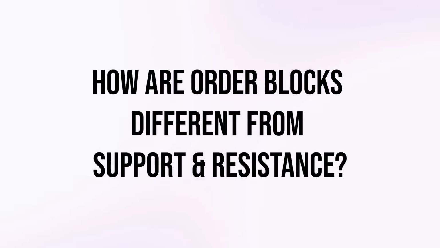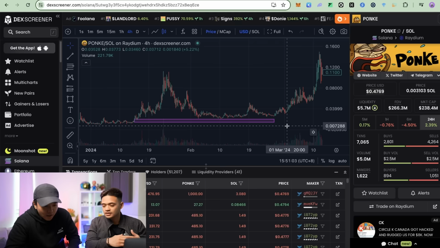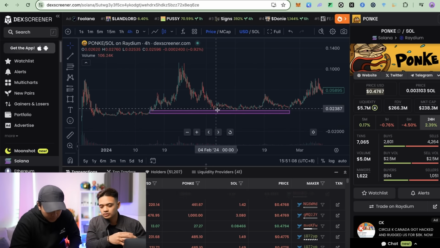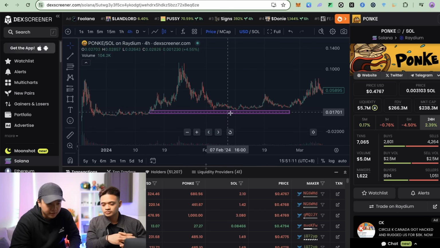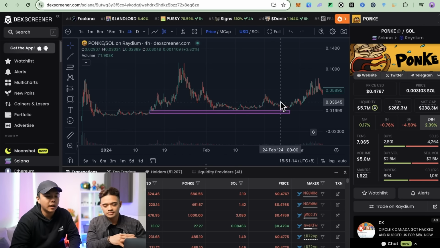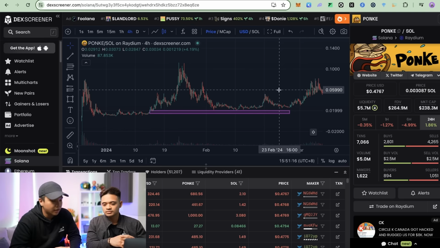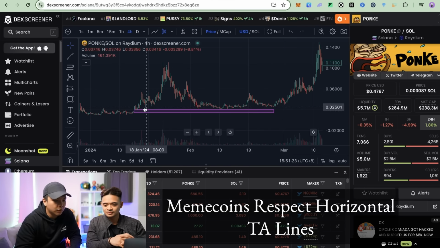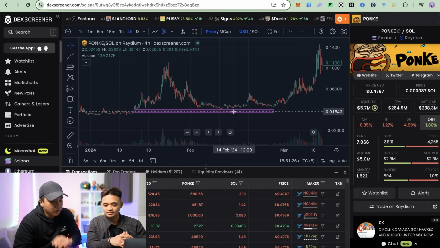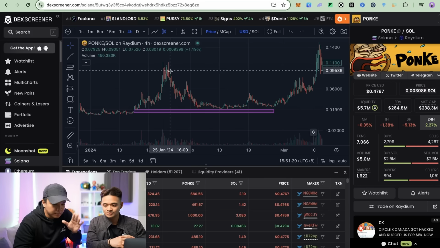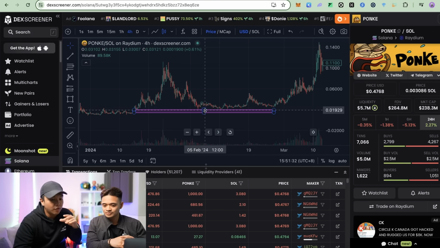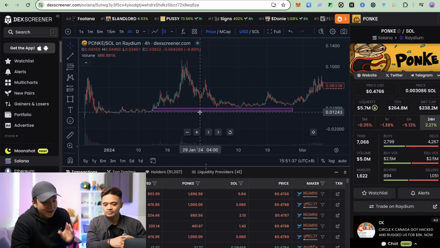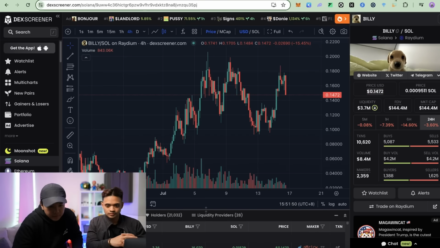I see. So how are order blocks different from support and resistance? Well, they're actually the same thing. An order block is a form of support, but it emphasizes horizontal TA lines rather than parallel channels or any other sort of angular trend lines. And out of all the assets that I've traded in crypto, meme coins respect horizontal TA lines the most. They are literally like a magnet zone. Price always seems to come down to that zone in order for it to go up again. So just think of order blocks as a magnet zone. It always retraces.